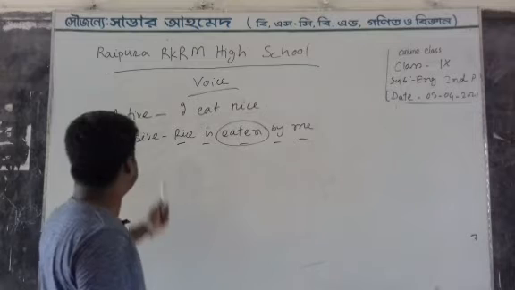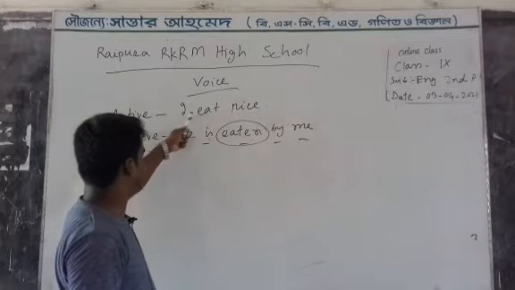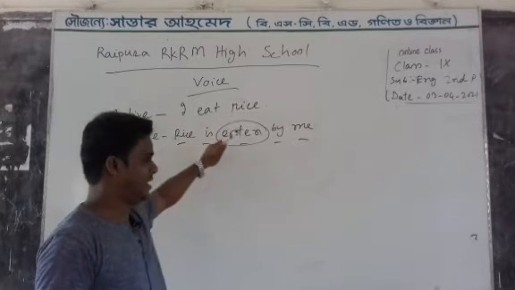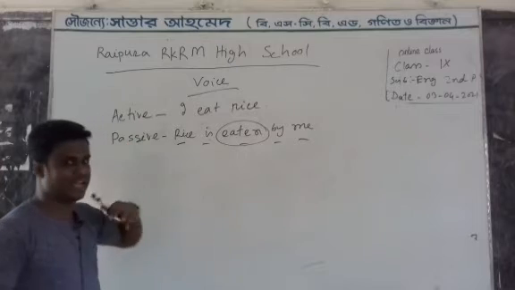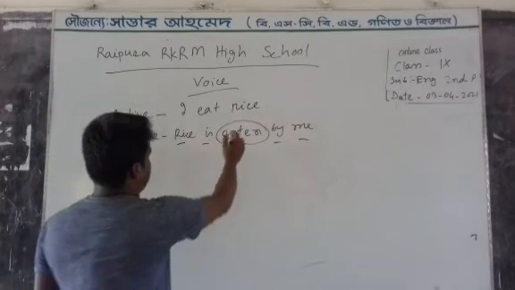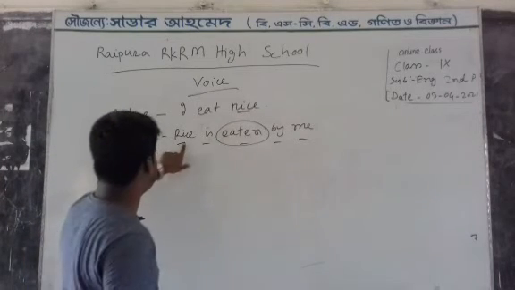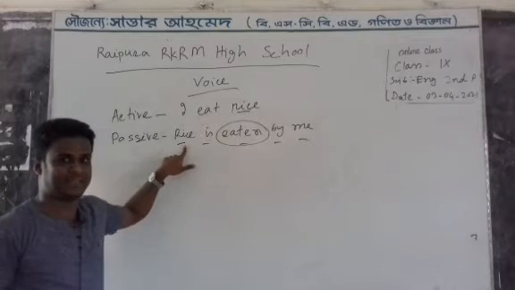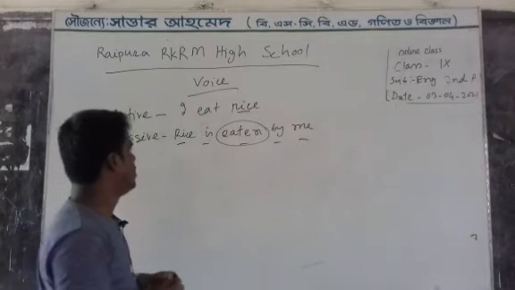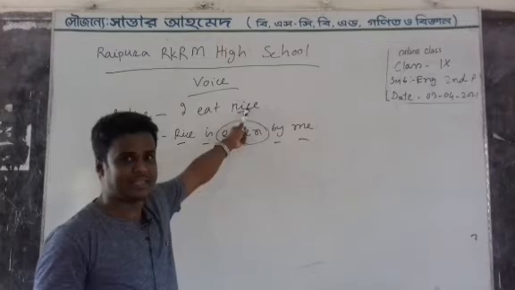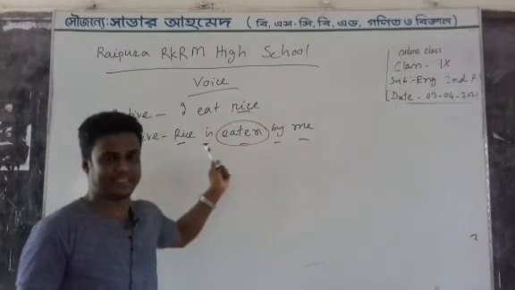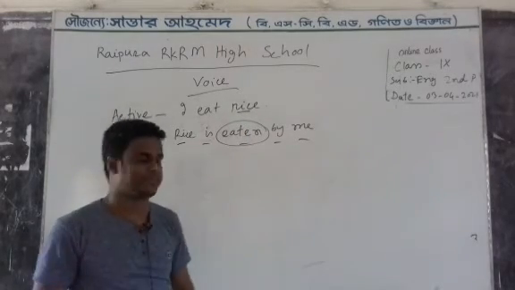Look, this is active sentence: subject, verb, object. When I have made this passive, what have I done? I have made this object the subject of the passive sentence. That means the first rule is object of active sentence becomes subject of passive sentence. This is rule number one.